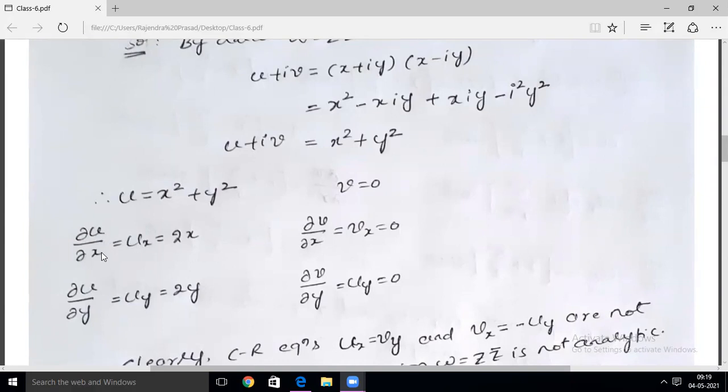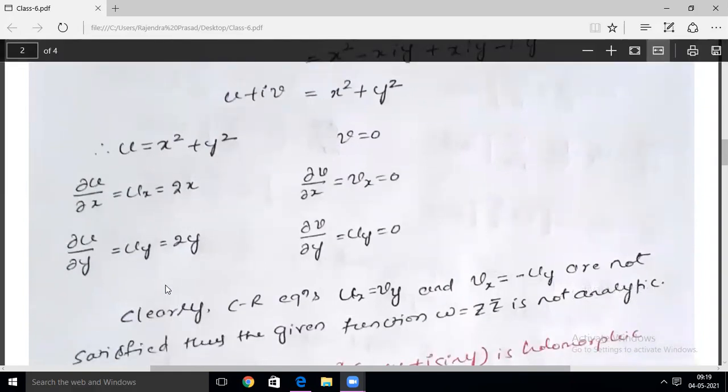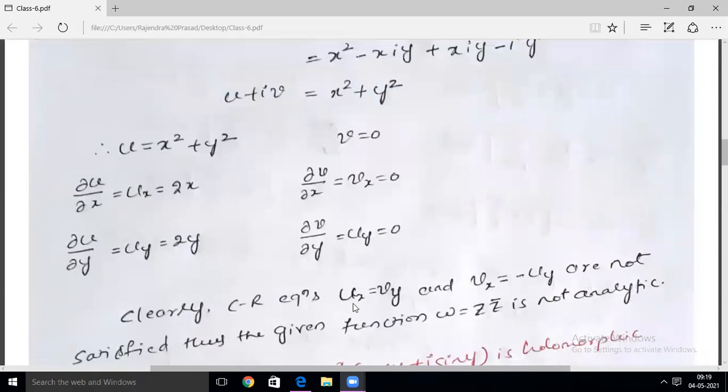Next, u function with respect to x partially. Only we have to differentiate with respect to x. So x square differentiation is 2x, y treated as a constant, so it becomes 0. U function with respect to y partially, x treated as a constant, so that becomes 0, and y square differentiation is 2y.